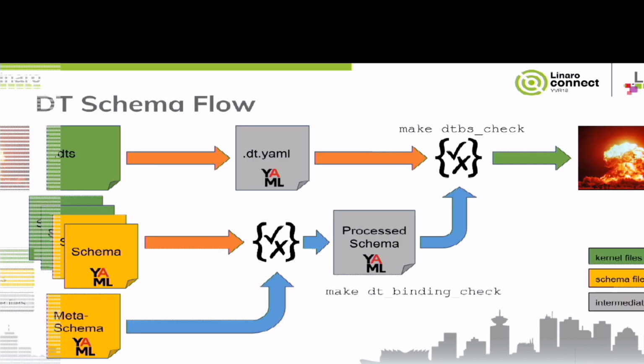So this is what the flow looks like. The green boxes are files that are in the kernel. They don't have to be, but what I've been working on is all the kernel files, and that's the majority of DTS files. The yellow is schema files. That's all the core bindings, things like reg and compatible and interrupts and GPIO is partially there. And meta schema is the schema that checks your binding documentation.